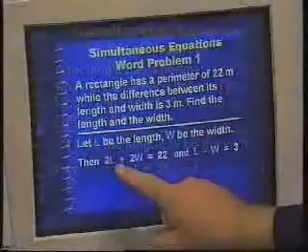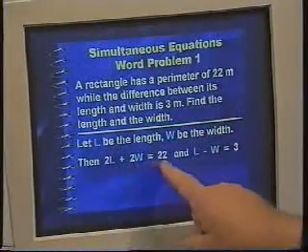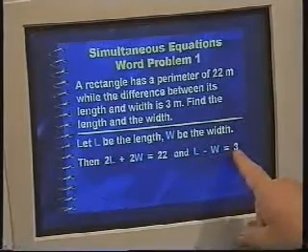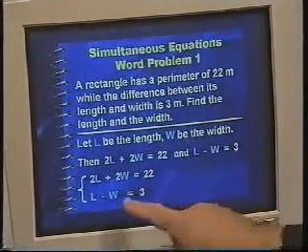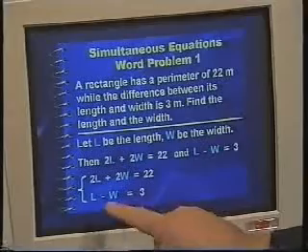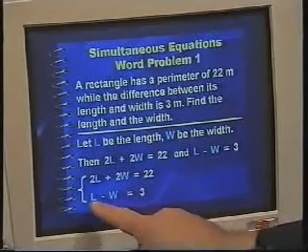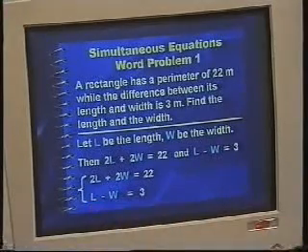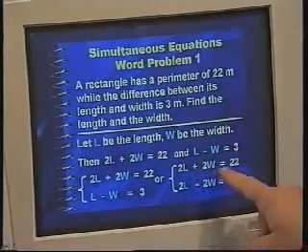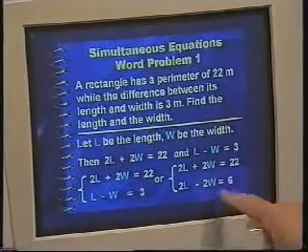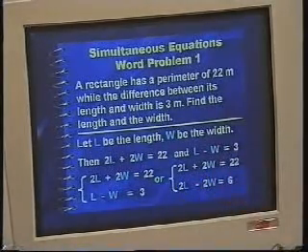I know that the perimeter is 2 lengths plus 2 widths, and that must be 22, and the difference must be 3. We write them underneath each other like that. And now I notice that I can't add or subtract to eliminate, so I will multiply the second equation by 2, so I can eliminate. And that's what's done here. 2L plus 2W equals 22, and 2L minus 2W equals 6.